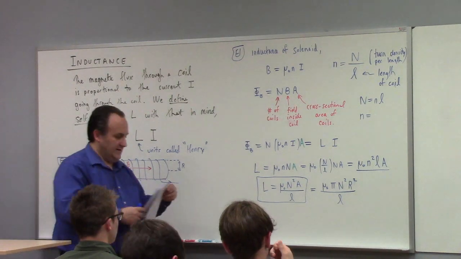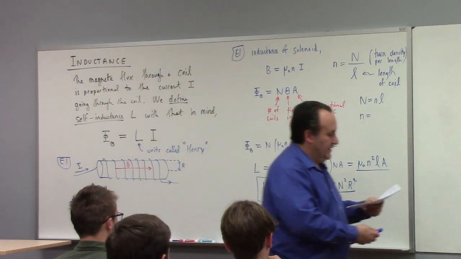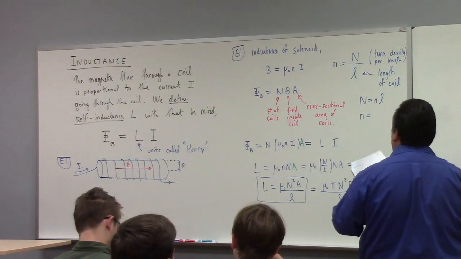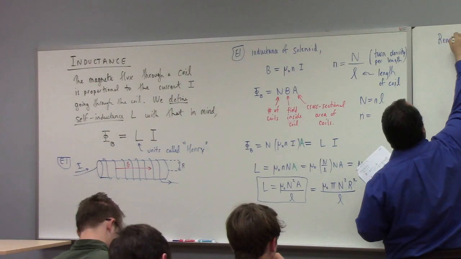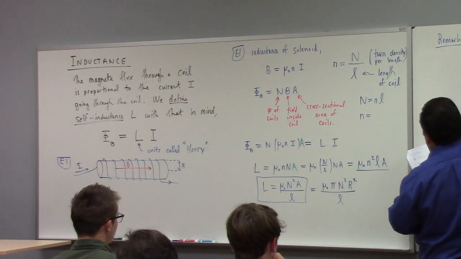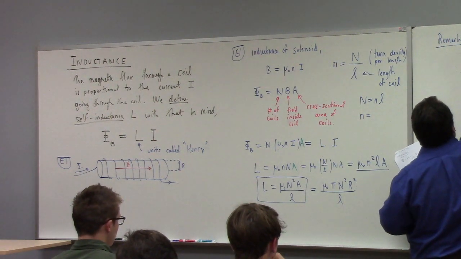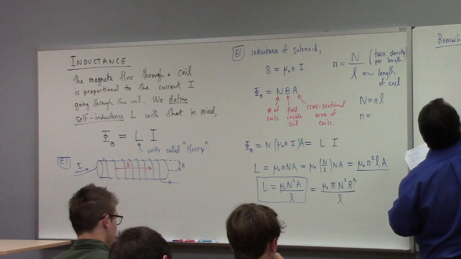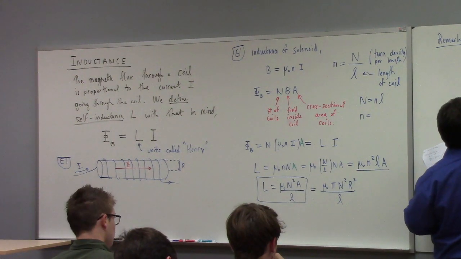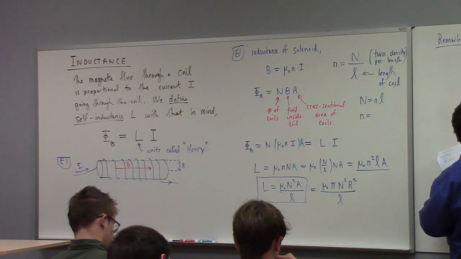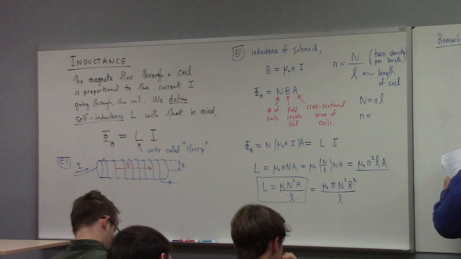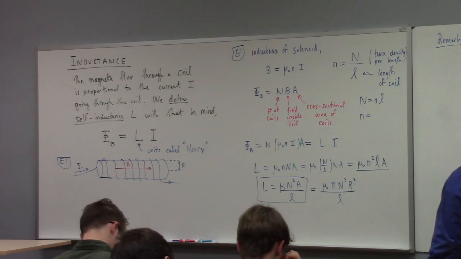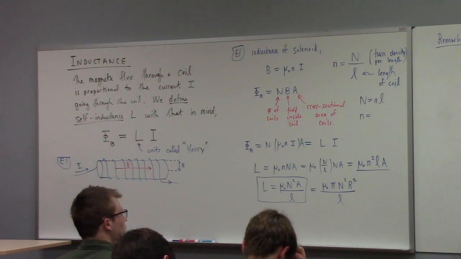So let's connect this together with, I guess I should make this remark. If you want to, you can write the permeability of free space as 4 pi times 10 to the minus 7th, and the units work out to henries over meters. We write a capital H for henries. Does this make sense? I don't know.